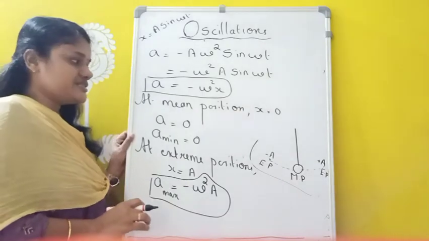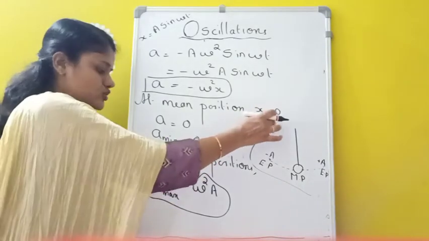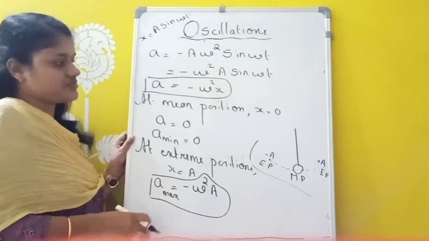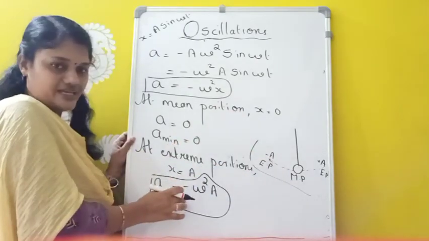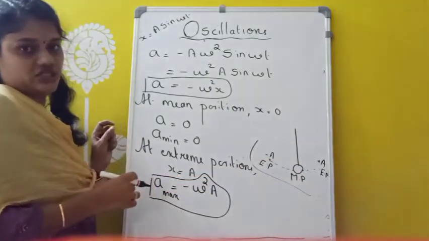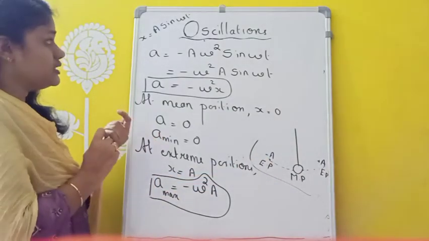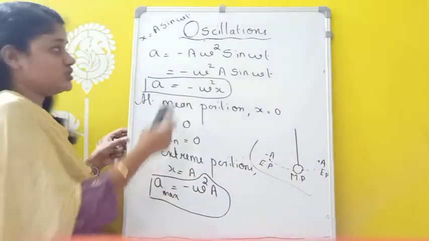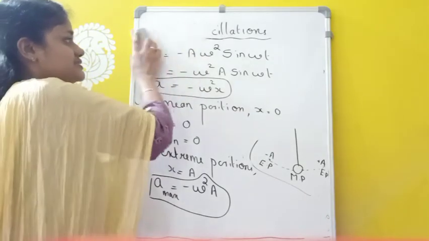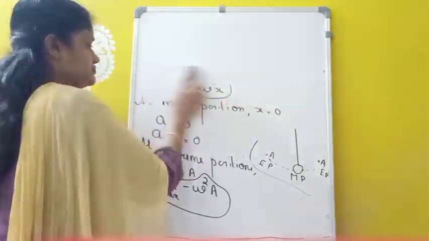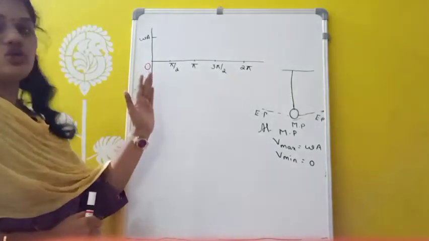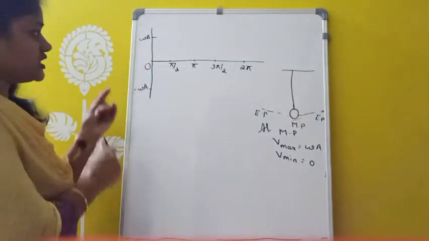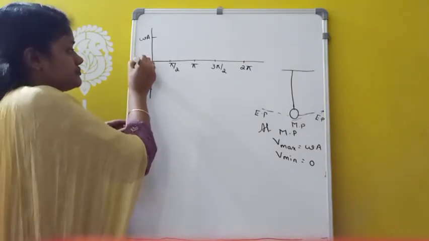That means the acceleration value ranges from 0 to omega square A. 0 is at which position? Mean position, and omega square A is at the extreme positions. Okay. Now, graphical representation of velocity and acceleration. So first of all, I am representing velocity.